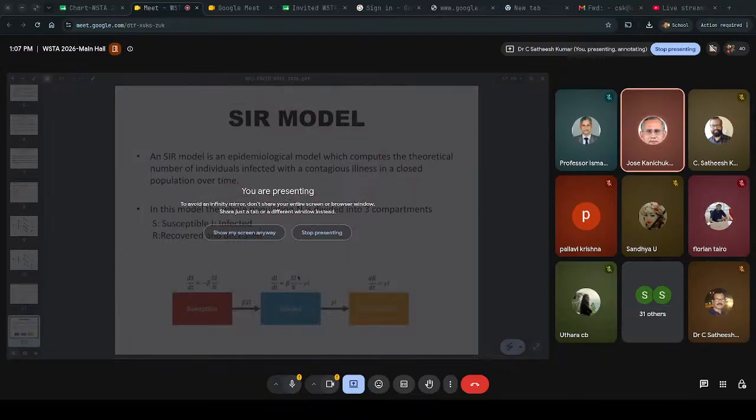One of the most commonly used models was the SIR model. SIR means S is susceptible, I is infected, R is recovered or deceased. Here we have some differential equations. Susceptible is marked by dS/dt equal to minus beta S I divided by N. Then for infected there is also a differential equation. Then the recovered, dR/dt, is equal to gamma times I. So this way we have 3 compartments. This is a 3 compartment model, the SIR model.